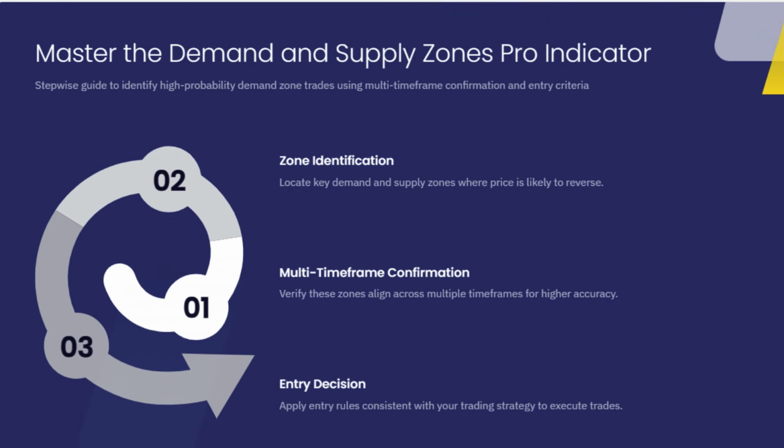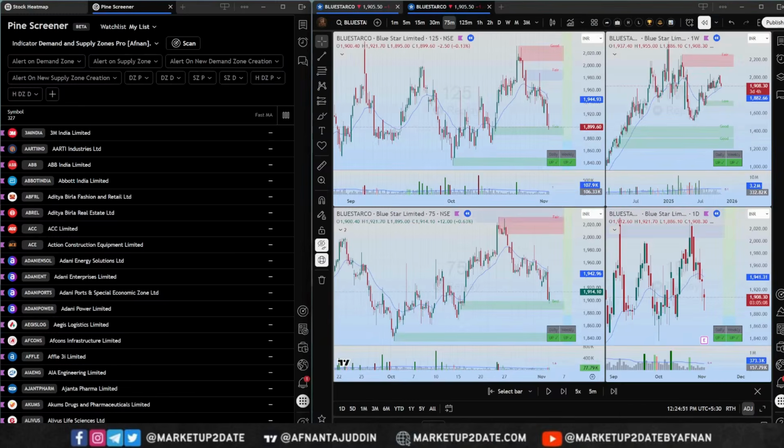Today, we will learn exactly how to use our demand and supply zones pro indicator to find trading opportunities. On my screen, you can see two windows. One window is Pine Screener and the second window is TradingView. Inside TradingView, I have four time frame charts open: 75-minute, 125-minute, daily and weekly.